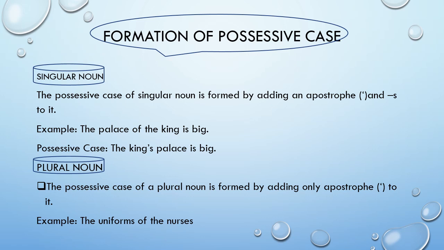Now who is the owner of the uniforms? It is nurses. It is ending with s. This is a plural noun. So how would we make its possessive case? We would write the nurses' uniforms. Simply apostrophe after s, the nurses' uniforms. We would not put another s after nurses.